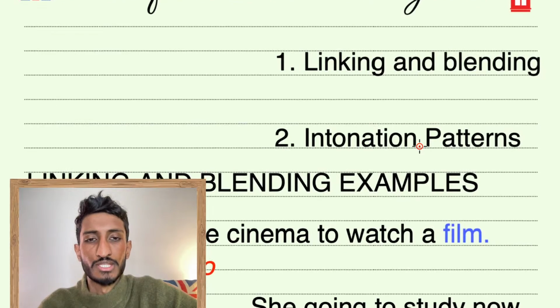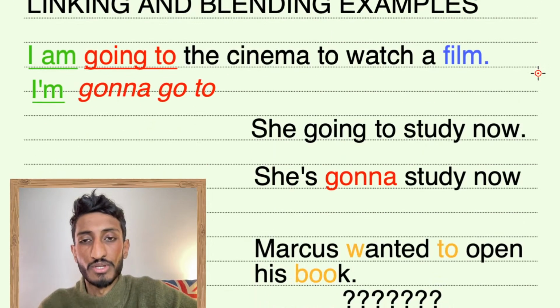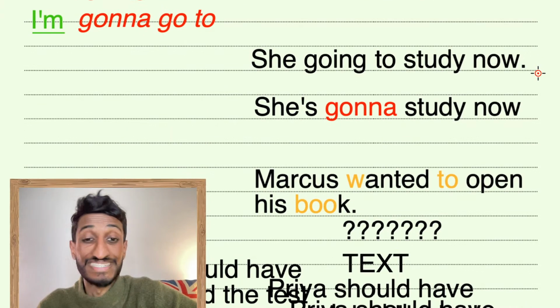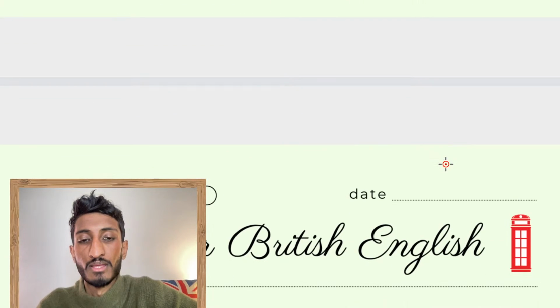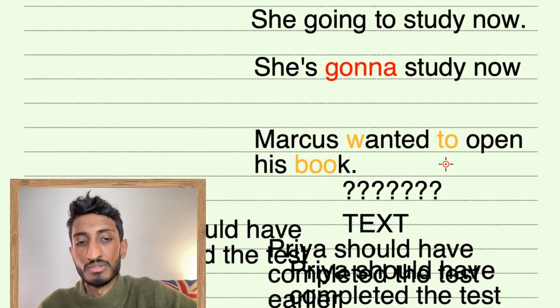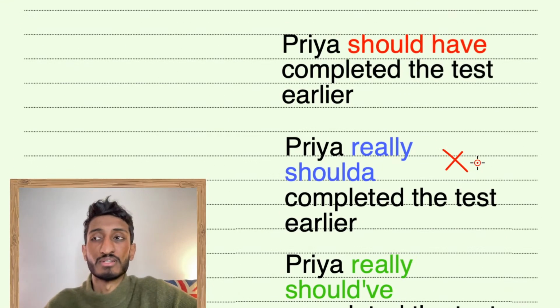Okay, so we were talking about linking and blending and intonation patterns. We talked about gonna and really sort of broke that down as to why. Then we talked about this sentence here, wanted to open his book. The interesting thing about wanting to open his book is we can't say wanna. Marcus wanna open his book. That doesn't make any sense. It's in the wrong tense. And then Priya shoulda. Oh yeah, we talked about the different sort of tones here.